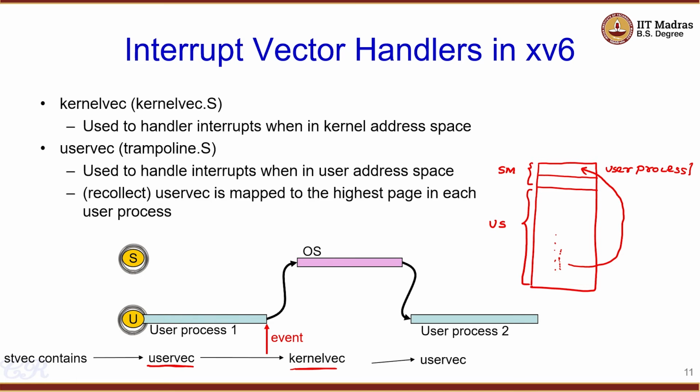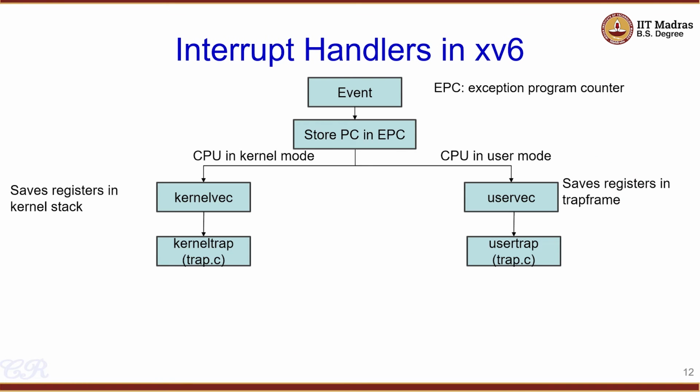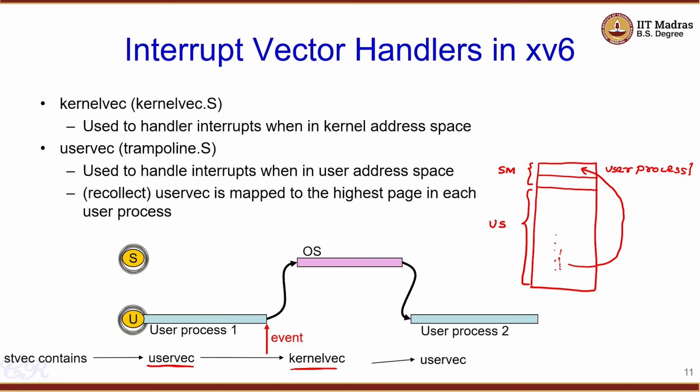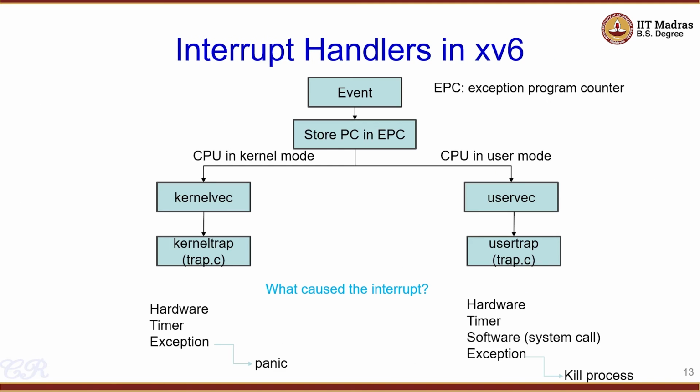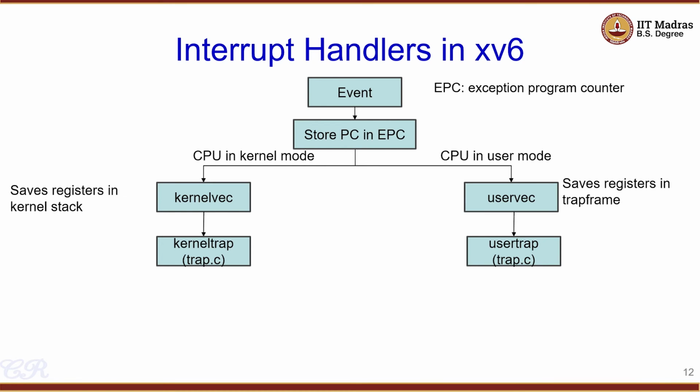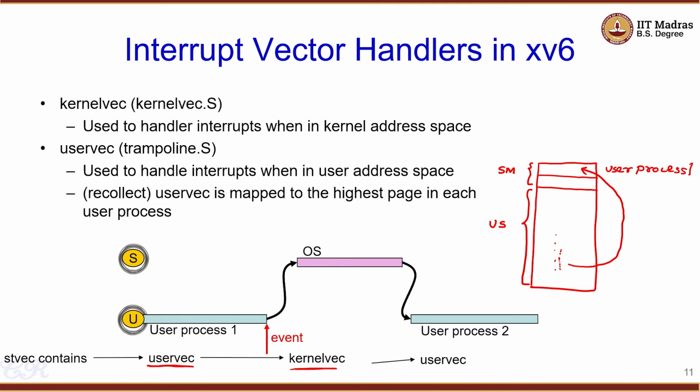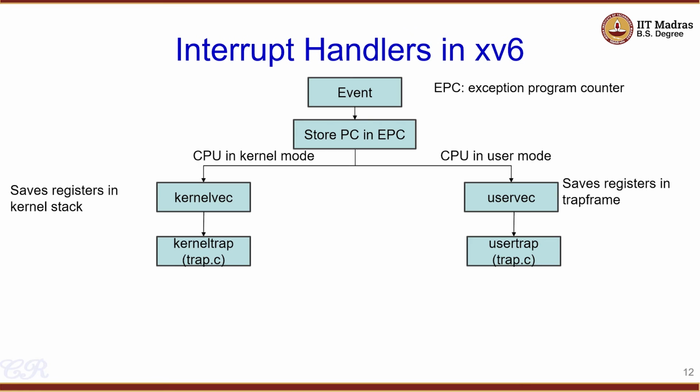So, once we have moved into kernel vec, the next step is to identify what has caused the interrupt or the event, whether it is a hardware interrupt, or a system call, or an exception, right. This is done by looking into the scause register, which we have discussed. The complete flow for interrupts handled in x86 is as follows.